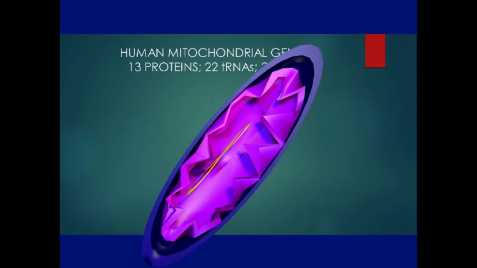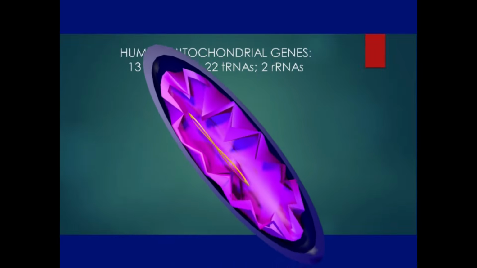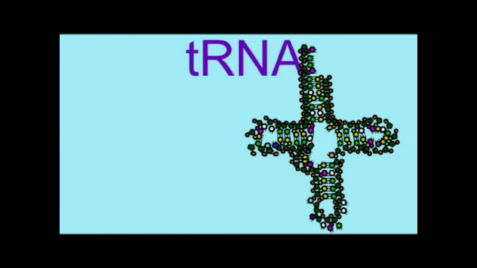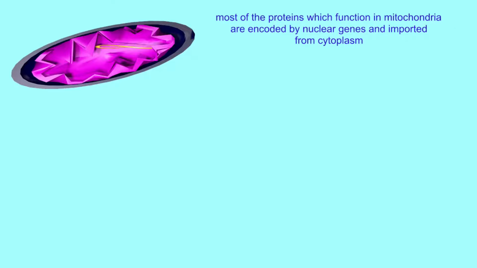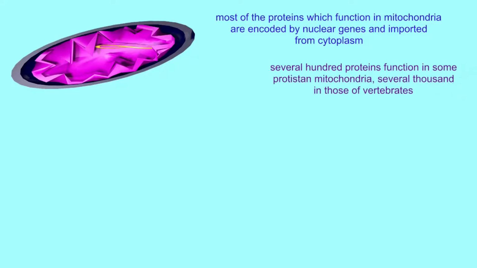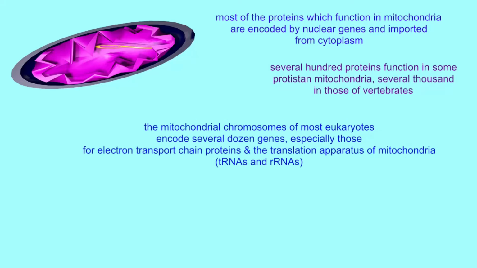The mitochondrial chromosomes found in eukaryotes today are rather small, typically only encoding several dozen genes, particularly those for the proteins of the electron transport chain used in respiration, and for the translation of proteins which occurs in mitochondria using the tRNA and rRNA genes encoded by the mitochondrial chromosome. There are protists, which have the largest mitochondrial chromosomes, which can encode 66 proteins. This is the largest number.